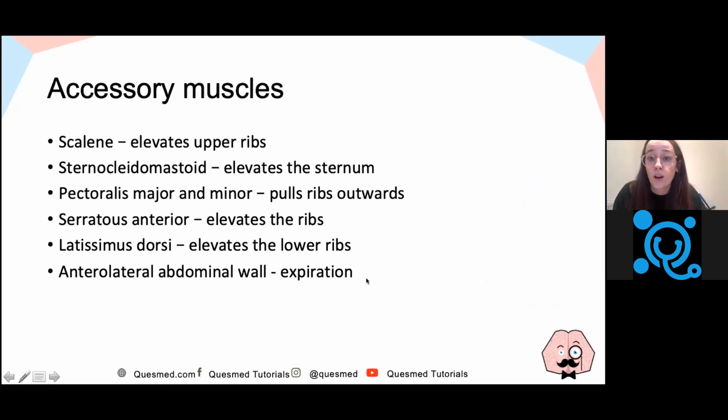When we're breathing really hard, we also may need our accessory muscles to help with our breathing. These are the muscles in the neck, so you've got the sternocleidomastoid muscle, which is this one here, your pec major and minor muscles, some of the muscles of the back, the serratus anterior and latissimus dorsi, and also your anterolateral abdominal wall. That helps with expiration. When we contract our abdominal muscles, that increases our intra-abdominal pressure, which will help push the diaphragm up faster and help breathe out a bit quicker.